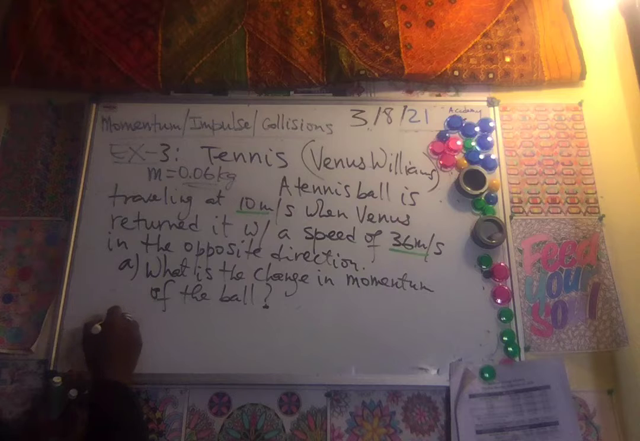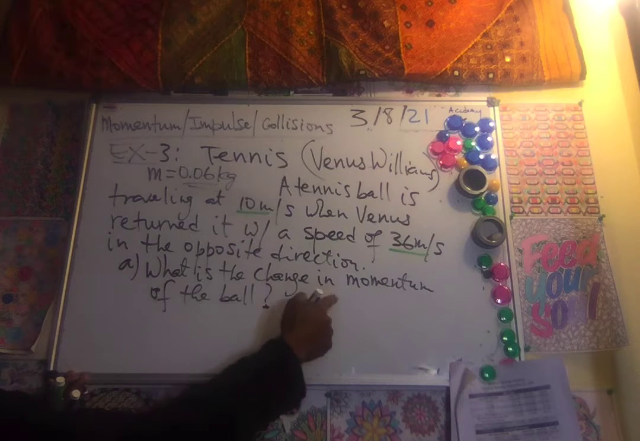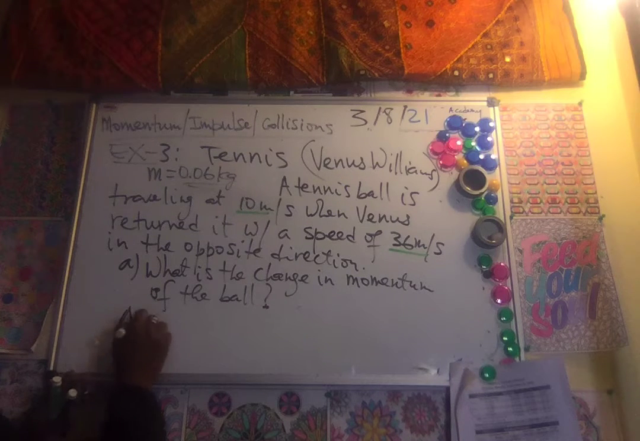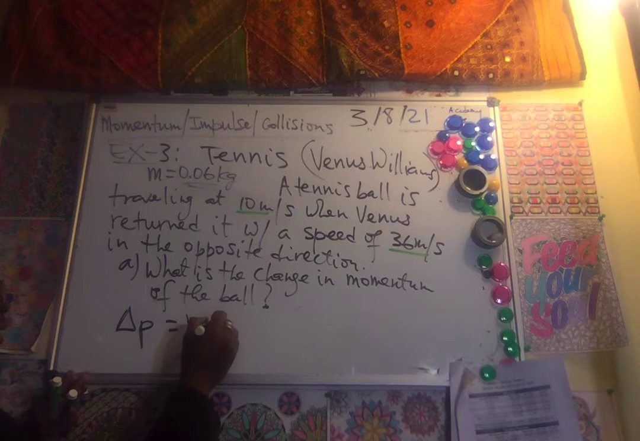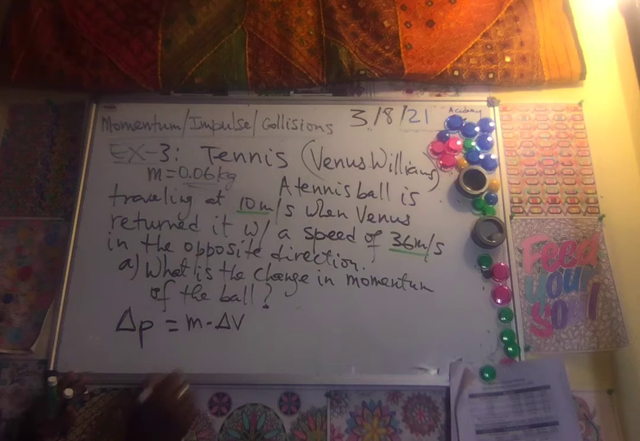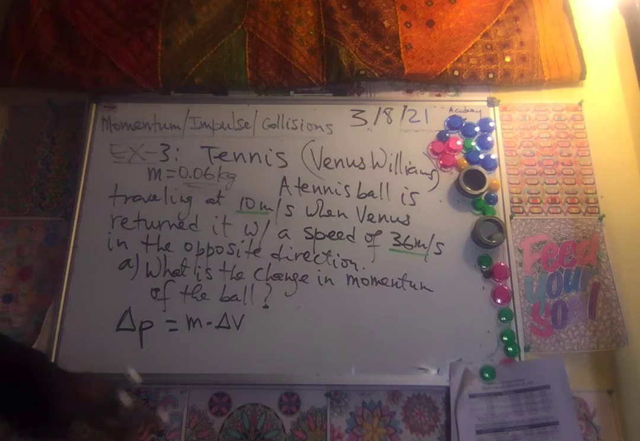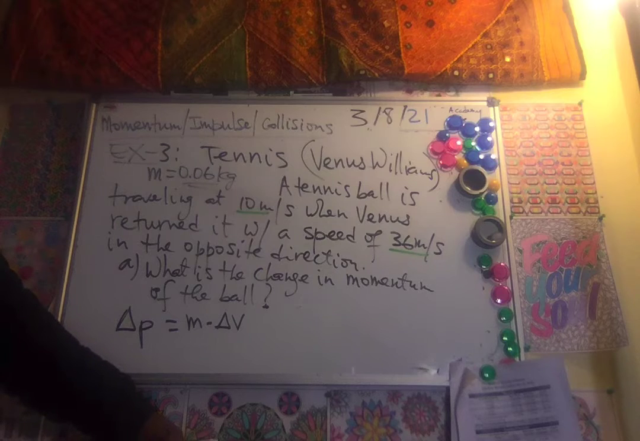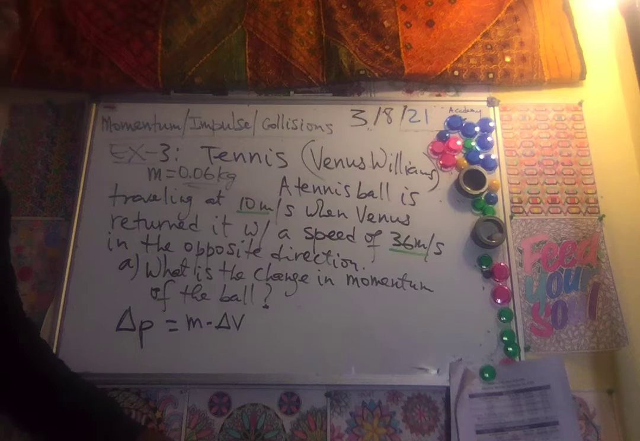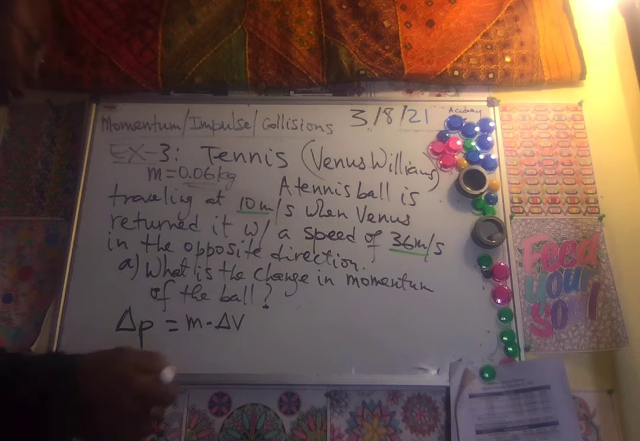So let's see. What is the change in momentum? Change in momentum, delta P, is equal to the mass times the change in velocity. That's what we said before. So how do we do this one? It's a little tricky. We're almost done.